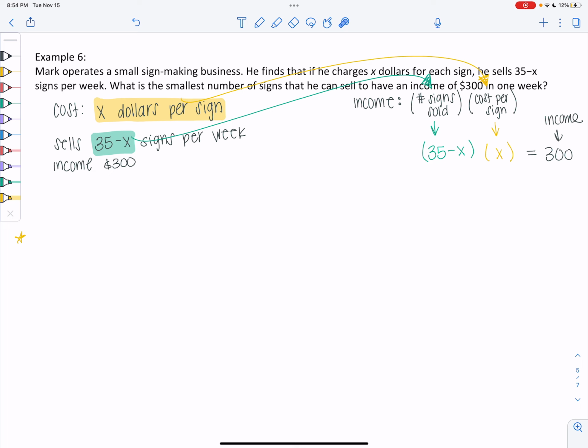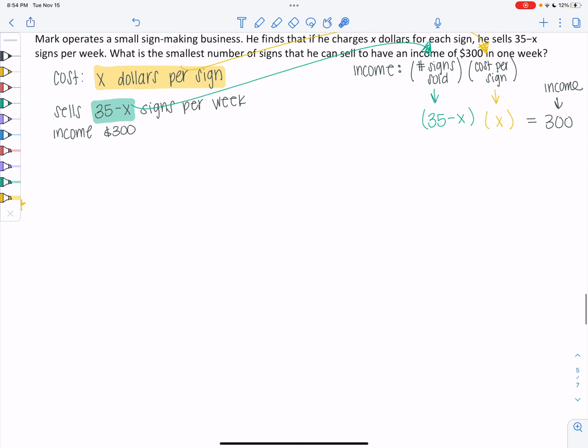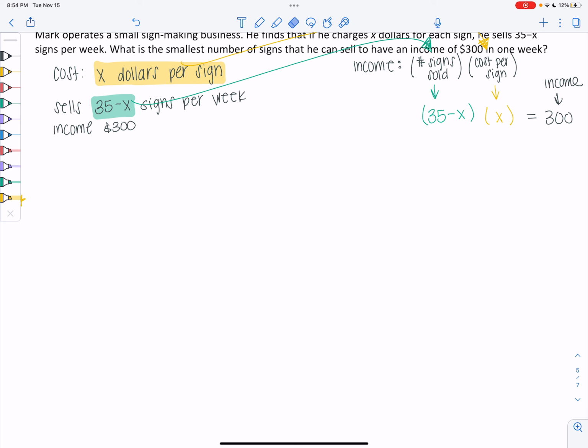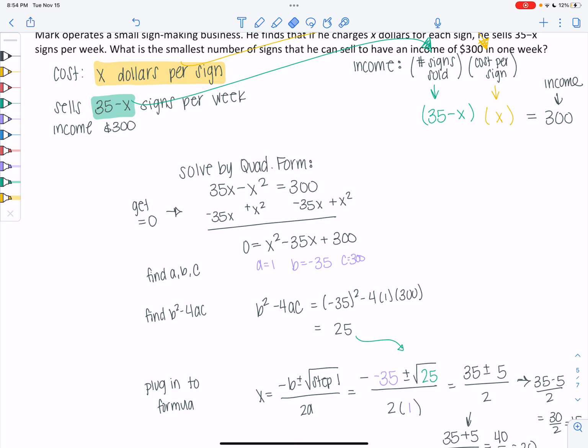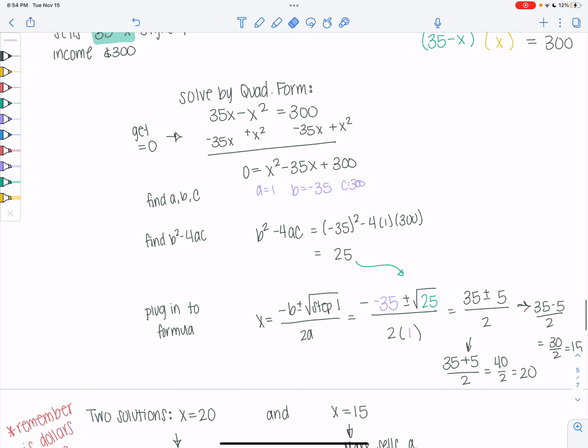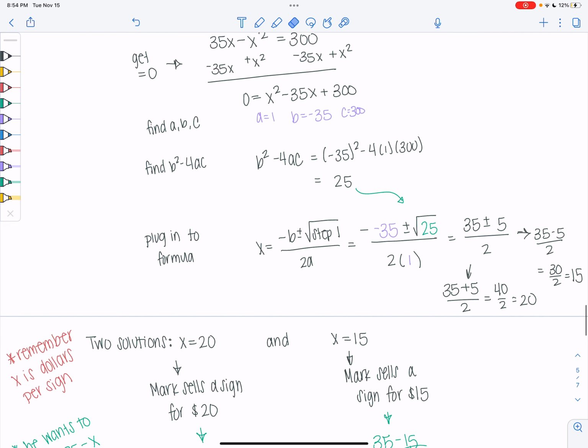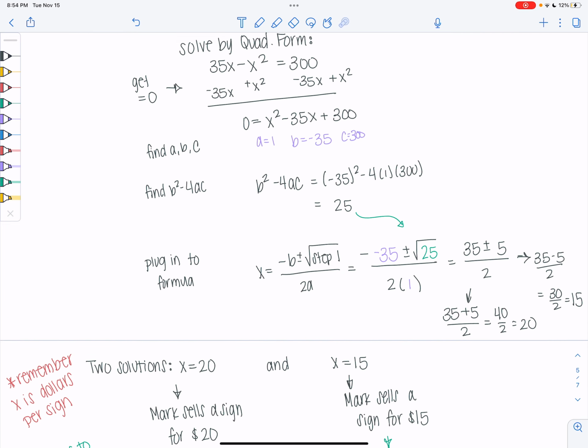From here, I'm going to distribute that X, and then I want to get it equal to 0 so that I can set it up for the quadratic formula. So here's the entire solution of the quadratic once I do the quadratic formula. I get it equal to 0, distribute, combine like terms, all of that stuff. Find the discriminant, plug into the formula, and here I get out two answers. I get an answer of 15 and an answer of 20.